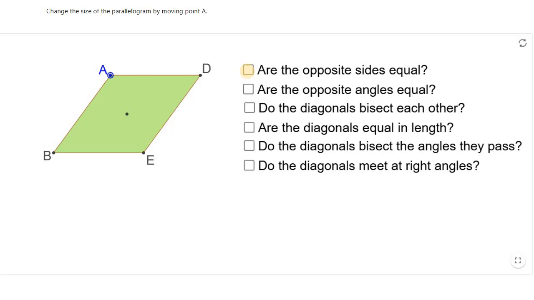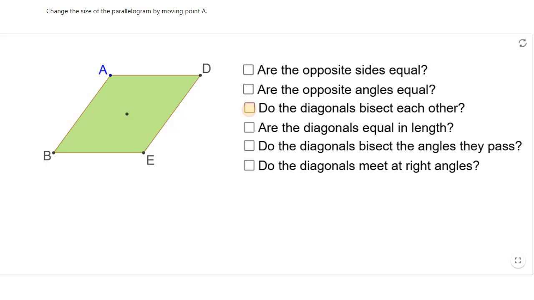Are the opposite sides equal? Let's check. Yes, they are. You can see 6, 6, 6.42, 6.42. Yes, they are. Correct. That's what I said. Are the opposite angles equal? Sorry about the honking. Are the opposite angles equal? Let's check. They are. Red one and blue one. They are absolutely equal. The opposite ones only.